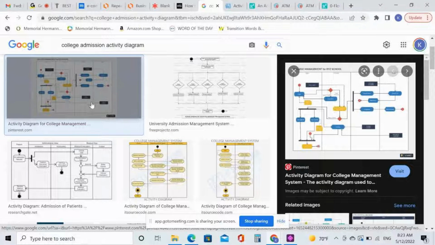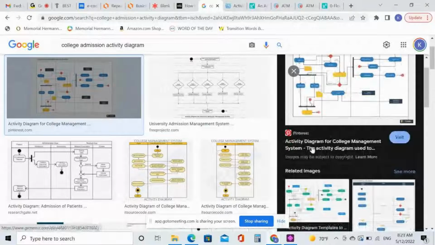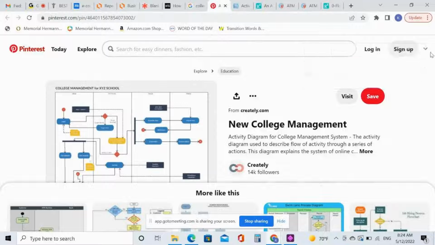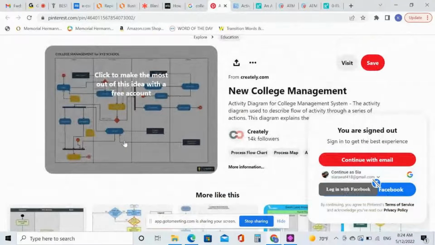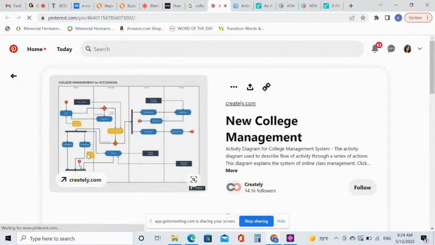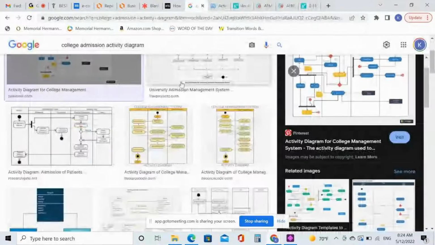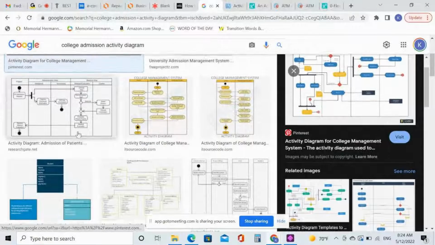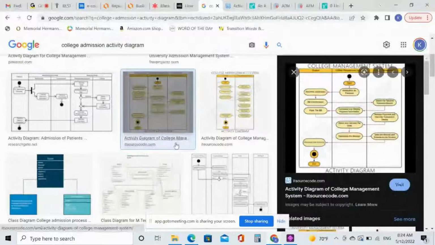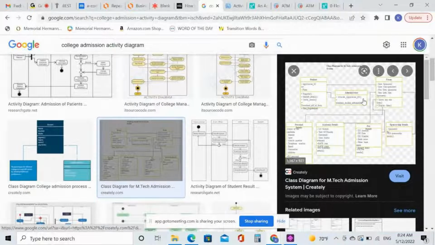Yeah, maybe that one, open it and see if that is clear. This is on Pinterest. I think I tried to click on it. Can you not zoom it out? Can you click and zoom it out? No, I think it needs you to sign in. Go ahead, just ignore this one and go with other ones. Here.